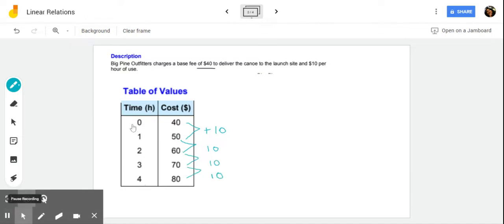Again, it's important to note that in this case, we are going up by 1 each time. So for every 1 hour increase, we are increasing our cost by $10. Where did we see the $10 before? Well, it's in our rate of change. The rate of change is $10 per hour. And we see when we do first differences in our table of values, we're getting that rate of change right here. So one connection you can make is that the rate of change is the same as the first differences.